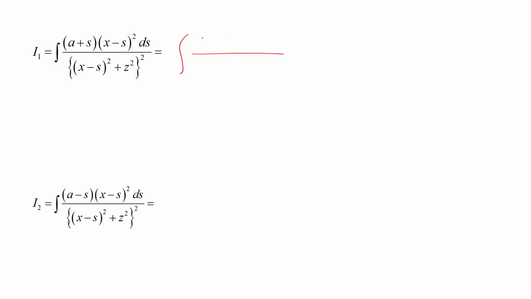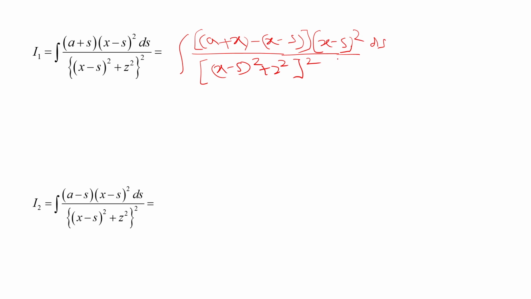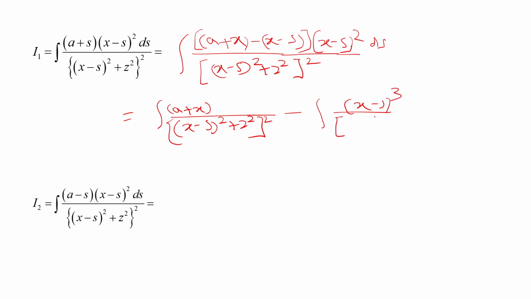Let us say I will write it here: (a plus x) into (x minus s) square, whole square, ds, over (x minus s) square plus z square, whole square. Therefore, this will lead to (a plus x) divided by ((x minus s) square plus z square) whole square, minus (x minus s) cube into ds, like that. This can be found out easily.